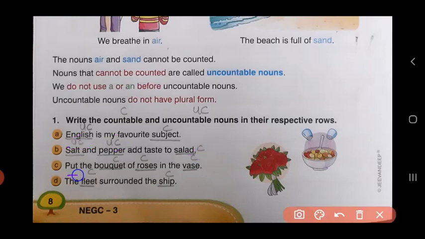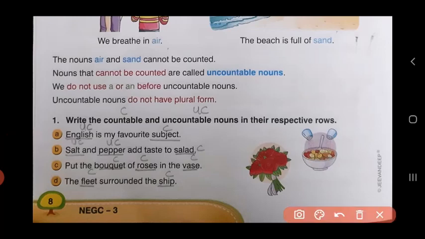C. Put the bouquet of roses in the vase. Bouquet is when you wrap the flowers in this manner. So bouquet can be counted. Roses also can be counted. Vase means pot. That too can be counted. So all the three nouns here are countable nouns.